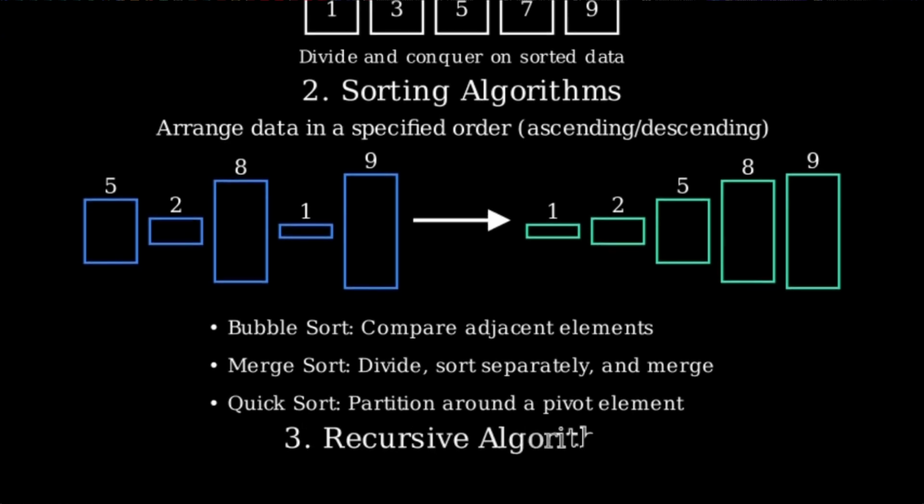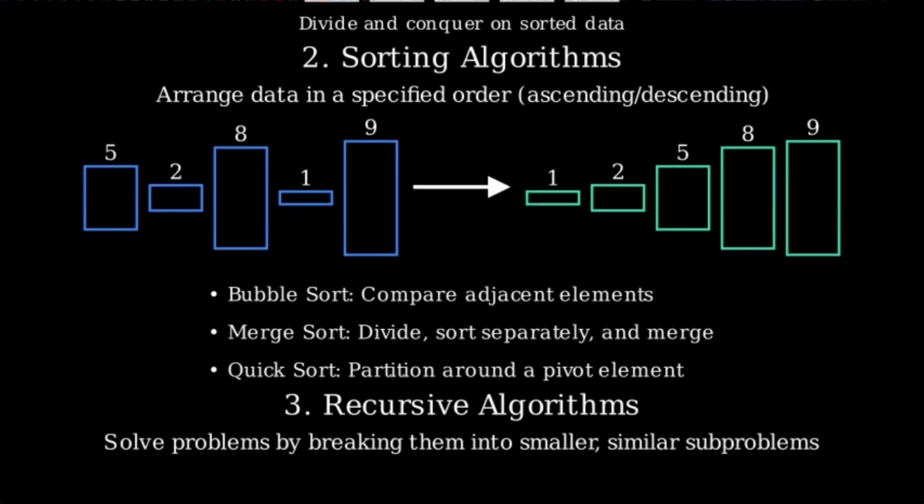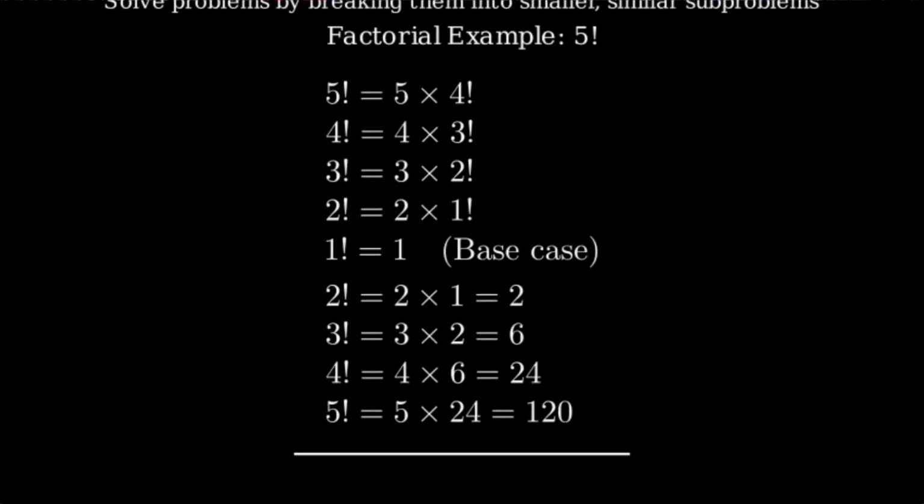Recursive algorithms are particularly elegant. These algorithms solve problems by breaking them down into smaller, similar subproblems, and then calling themselves to solve these subproblems. A classic example is calculating the factorial of a number. To find the factorial of n, denoted as n!, we multiply n by the factorial of n minus 1. This continues until we reach our base case, factorial of 1 equals 1.